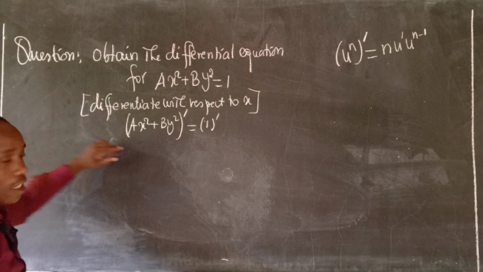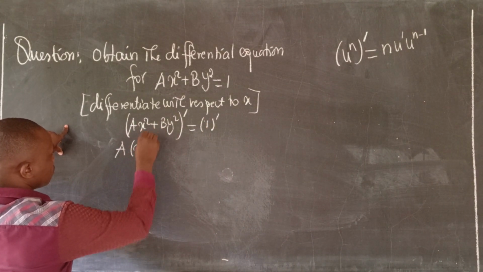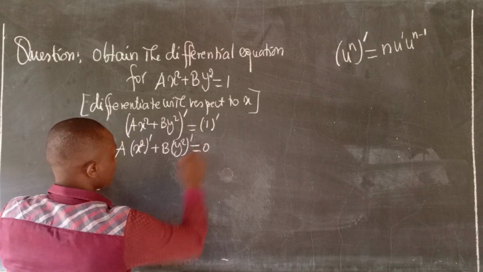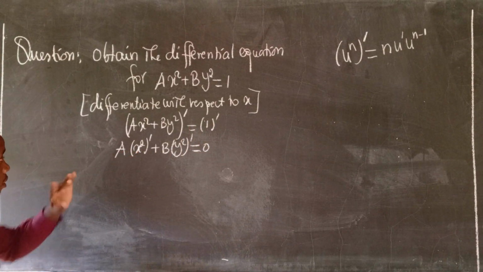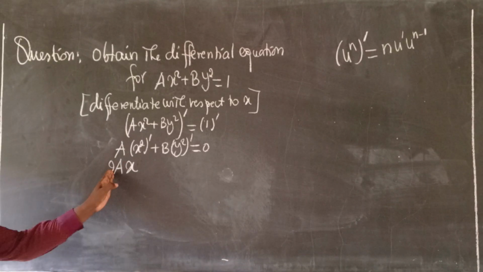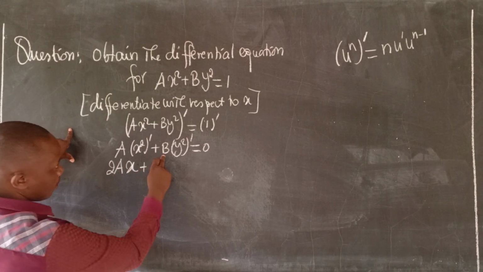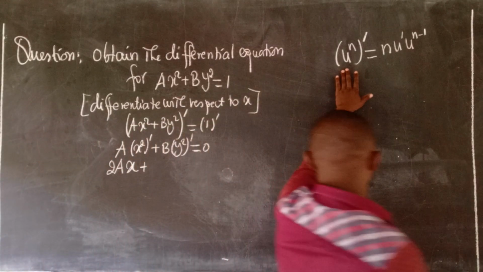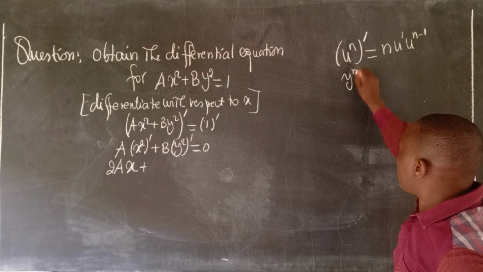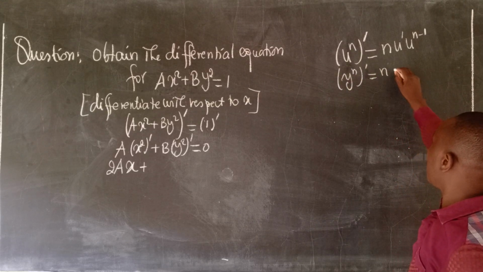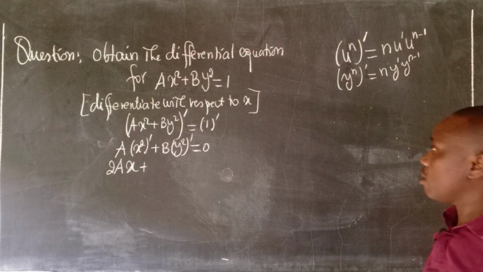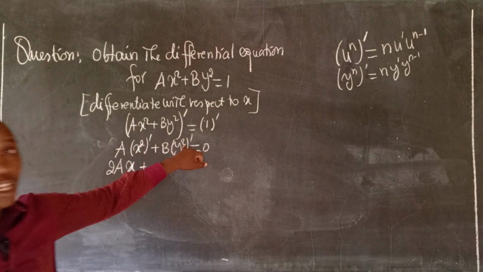Okay. Differentiating here, we have a times the derivative of x², plus b times the derivative of y², and the derivative of 1 here is 0. The derivative of x² is thus 2x. That is to say, we have 2 times a times x, plus b. Remember, look here. As the property says, when our u is y power n, the derivative of yⁿ is n times the derivative of y times yⁿ⁻¹. Remember, this y is a function of x. In our case, our n is 2.